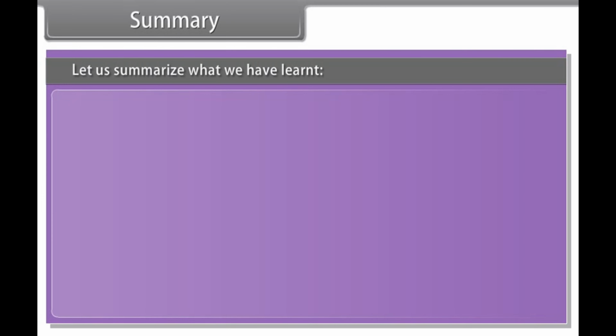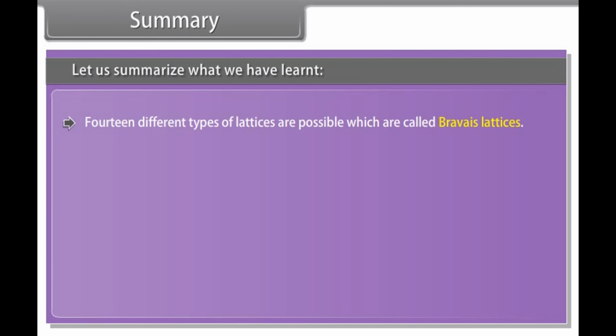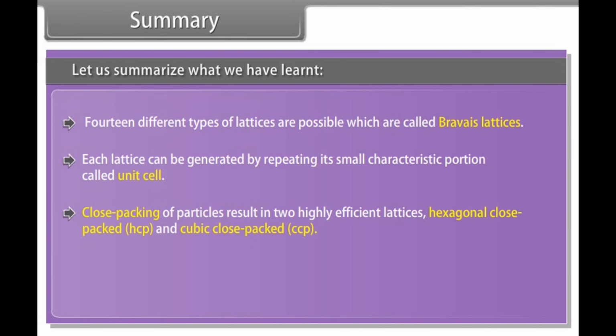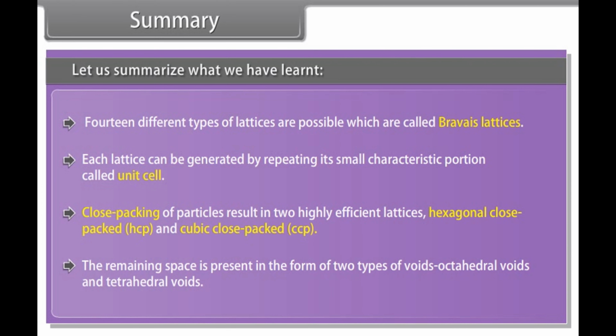Summary. Let us summarize what we have learnt. 14 different types of lattices are possible, which are called Bravais lattices. Each lattice can be generated by repeating its small characteristic portion called unit cell. Close packing of particles results in two highly efficient lattices, hexagonal close-packed (HCP) and cubic close-packed (CCP). The remaining space is present in the form of two types of voids, octahedral voids and tetrahedral voids.